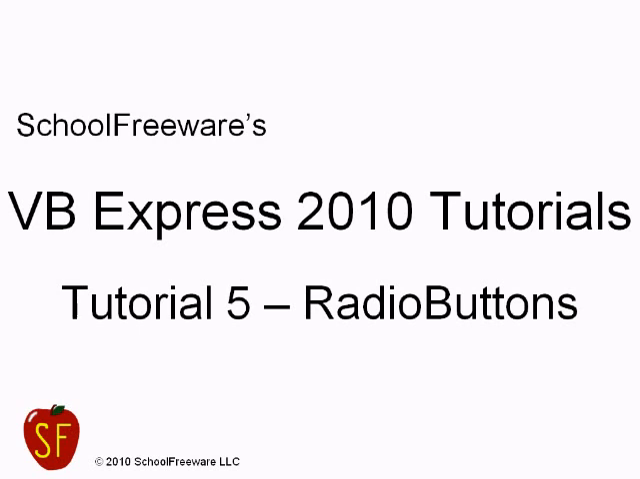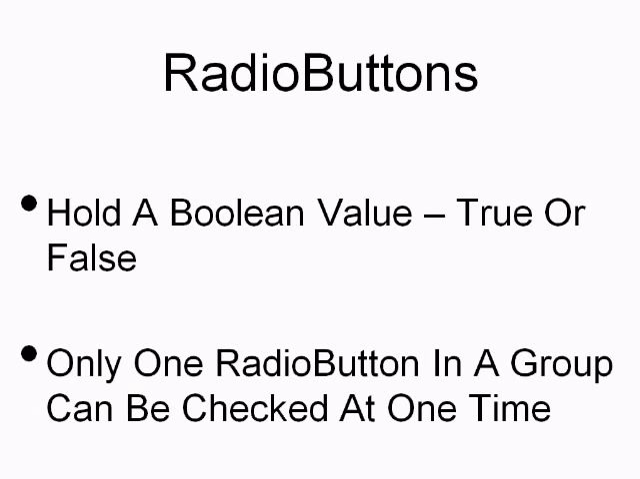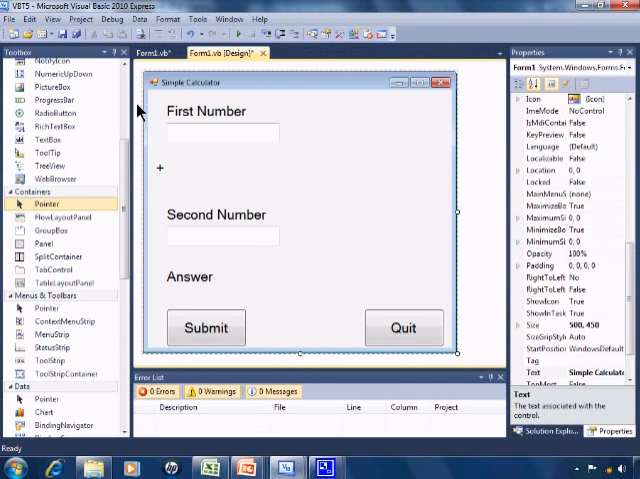Tutorial 5. Radio buttons. Radio buttons hold a Boolean value, which is either true or false. Only one radio button in a group can be checked at one time. Continuing with the application from Tutorial 4, the first thing I'll do is put in a group box for the radio buttons.